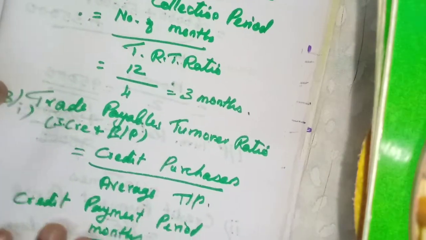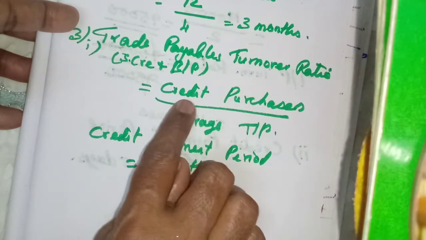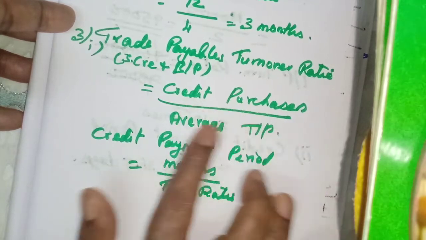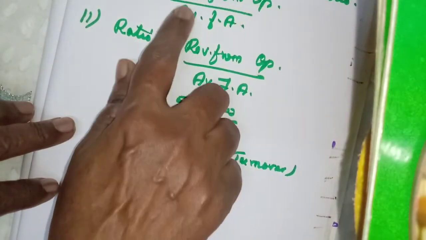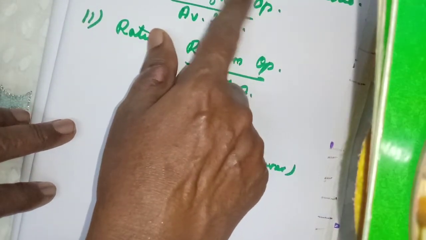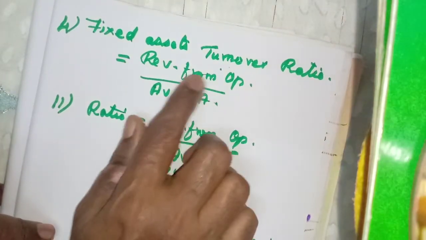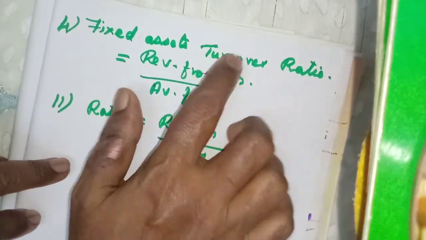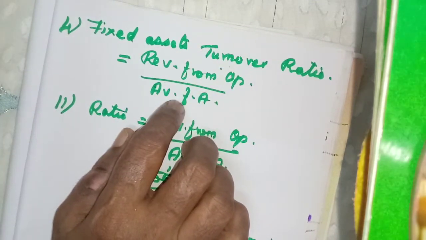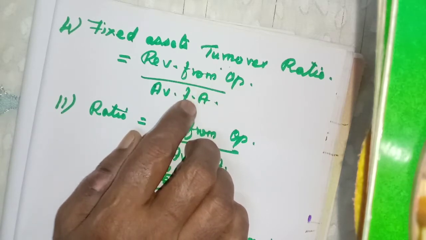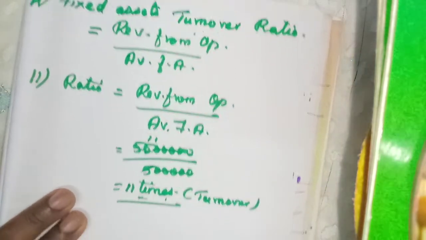Then for the third one, trade payables, this is related to credit purchases, the same word, so you don't have any doubt. Credit purchases. And the last one, fixed assets turnover ratio. Fixed assets turnover means revenue from operation. Here we do not write the cost of revenue from operation. Here we write only the revenue from operation. In this way, if you remember, you can study the formula correctly.